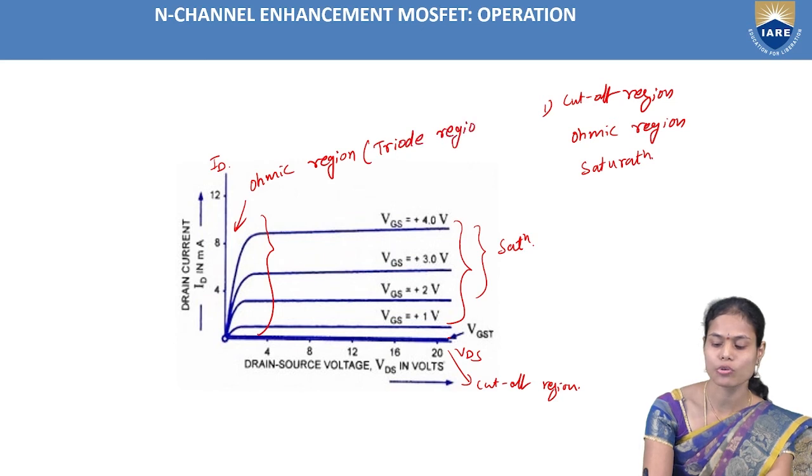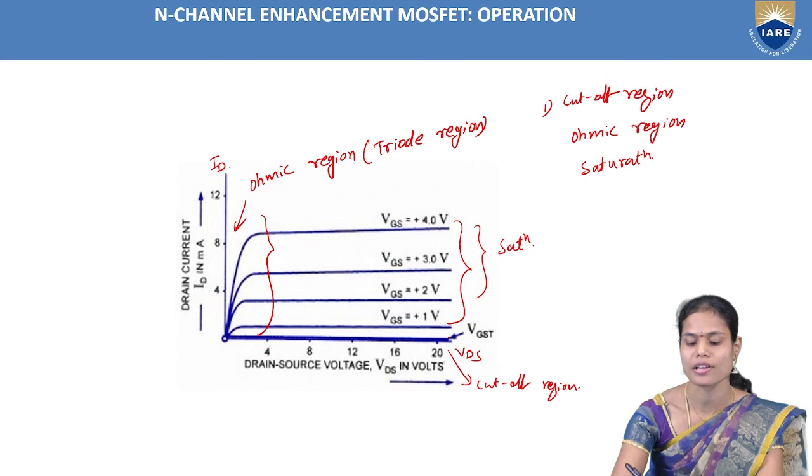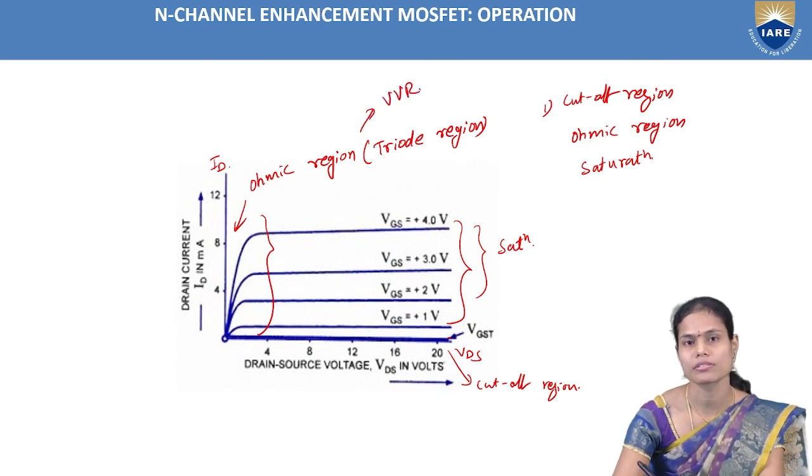So in this particular ohmic region or triode region, we can use MOSFET as a voltage variable resistor. Why? Because how much voltage we are providing, that much corresponding proportionate current we are getting here. So that's why we can use it as a voltage variable resistor in the case of ohmic region operation of the MOSFET.